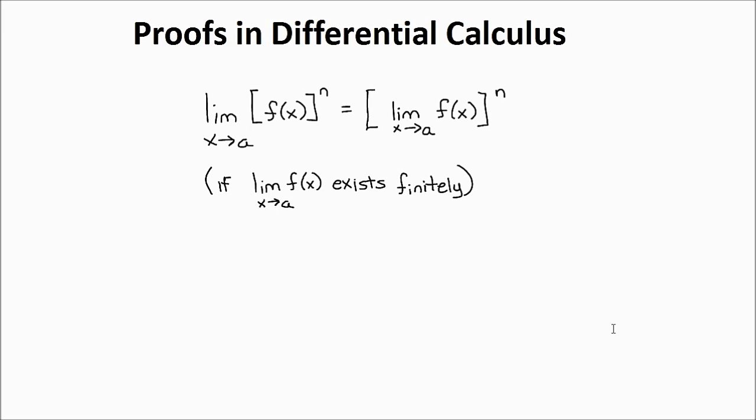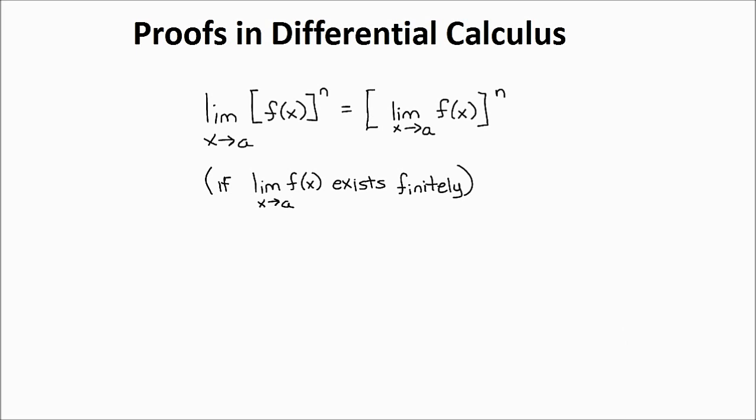And this is a lecture, not really much of a lecture, but a proof in differential calculus for the limit as x approaches a of the nth power of a function is equal to the nth power of the limit. One thing you have to assume here is that the limit for the function exists, and it's a finite number. That's important for all limit proofs, in fact, for all limit problems.